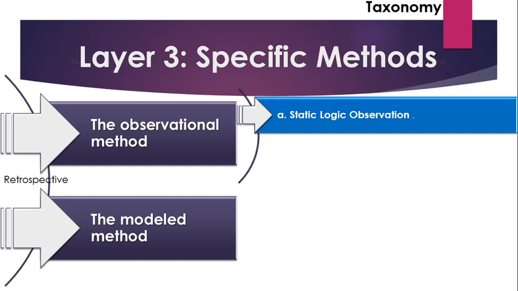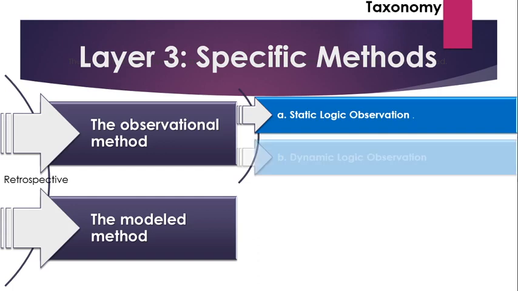A specific subset of the observational method. The static logic variation compares a plan consisting of one set of network logic to the as-built state of the same network. The term static refers to the fact that observation consists of the comparison of an as-built schedule to just one set of as-planned network logic. The as-planned versus as-built is an example of this specific method.